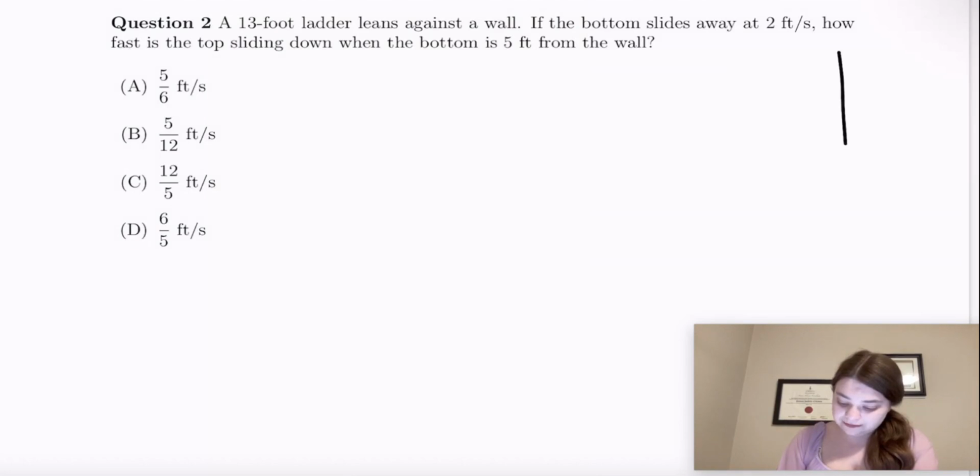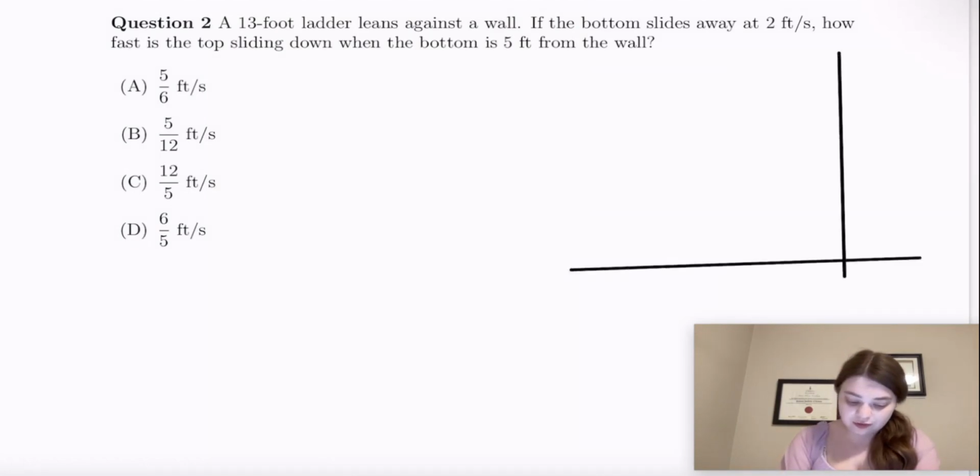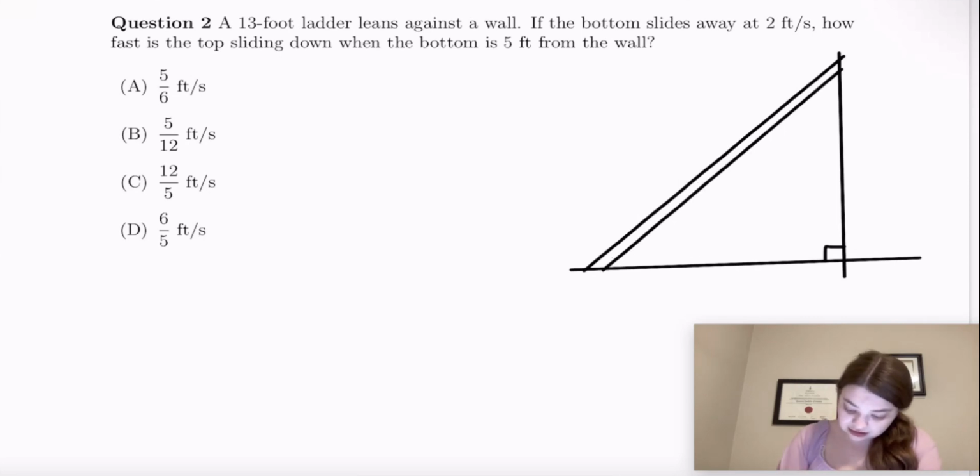So here's my wall, here's my floor, and my wall and my floor are going to meet at a 90-degree angle like that. And then I have my ladder, like that. Okay, so my ladder is 13 feet, and then the distance from the floor to the wall is 5 feet at this particular time, and then we have an unknown distance here.